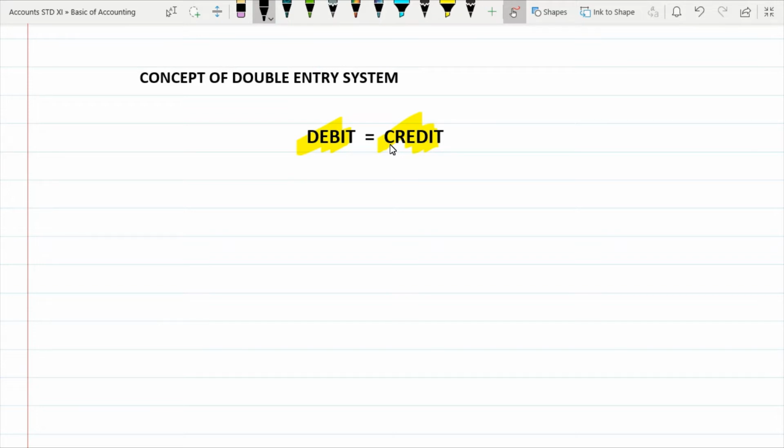See, now we talk about a single transaction. In a single transaction we have debit and we have credit. Both we have. Say we have 100 rupees here. In this case also the amount will be 100 rupees.